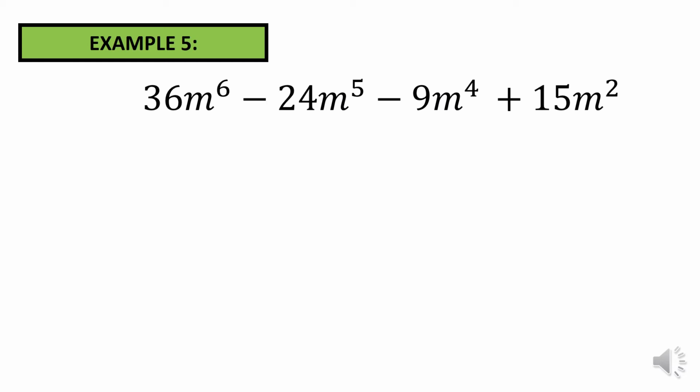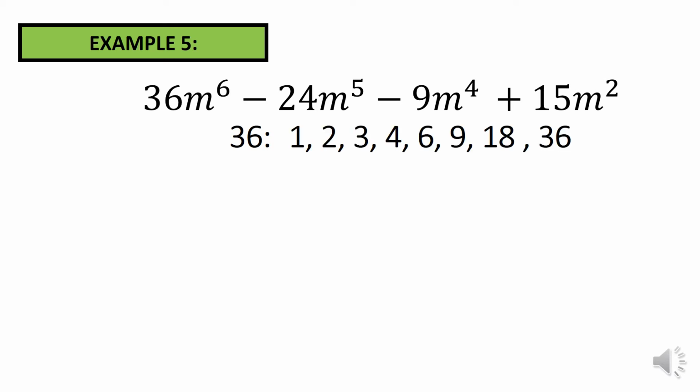Example number 5, that is to factor 36m raised to 6 minus 24m raised to 5 minus 9m raised to 4 plus 15m squared. So again, our first step is to determine the common factor of 36, 24, 9, and 15. So let's start with 36. What are the numbers that can divide 36? These are the numbers: 1, 2, 3, 4, 6, 9, 18, and 36.